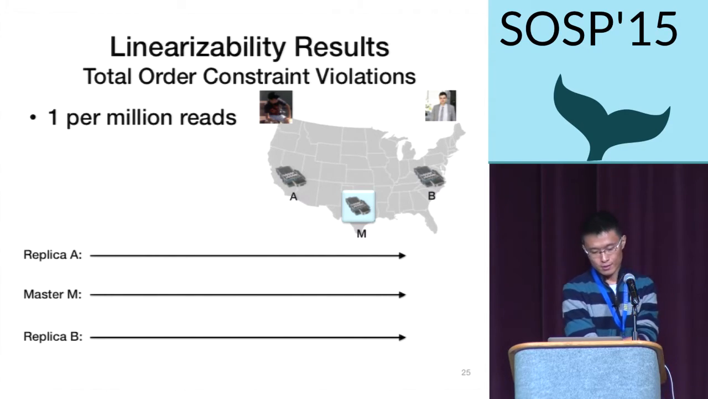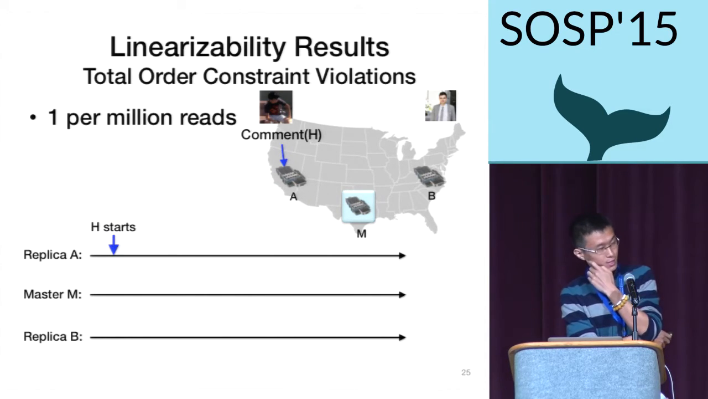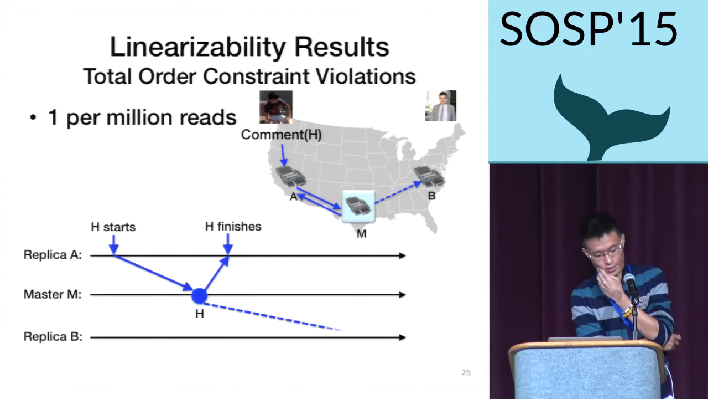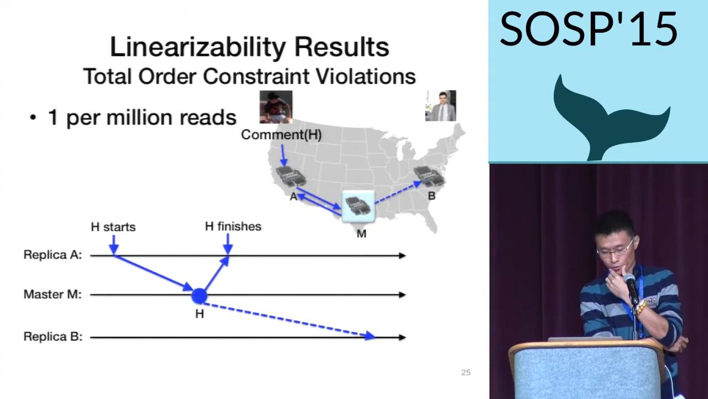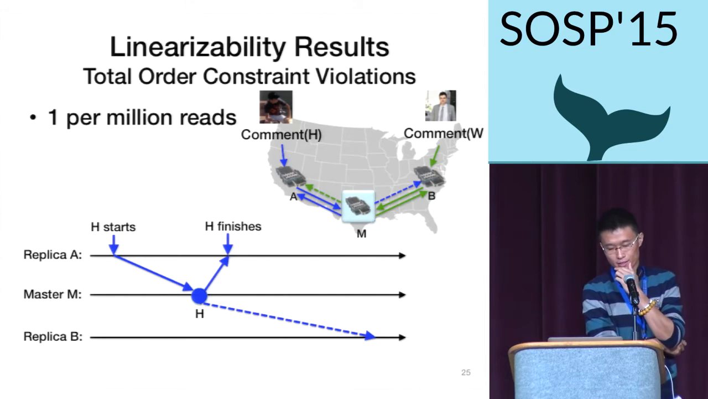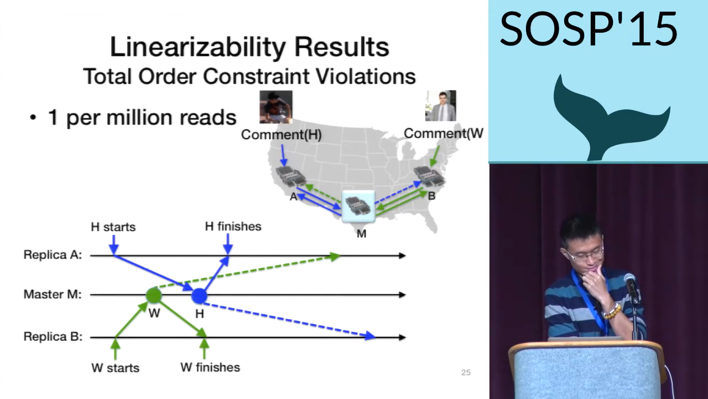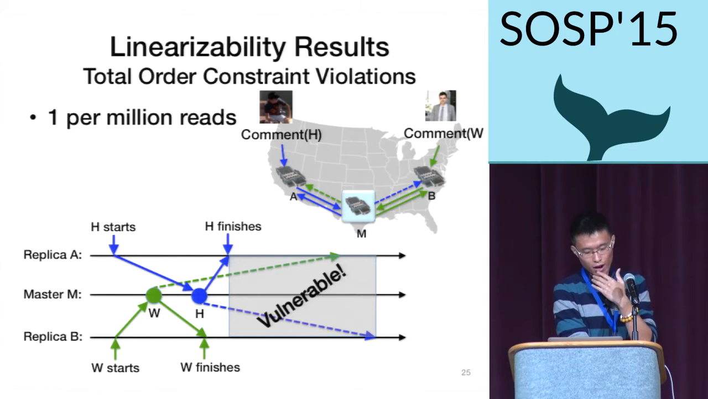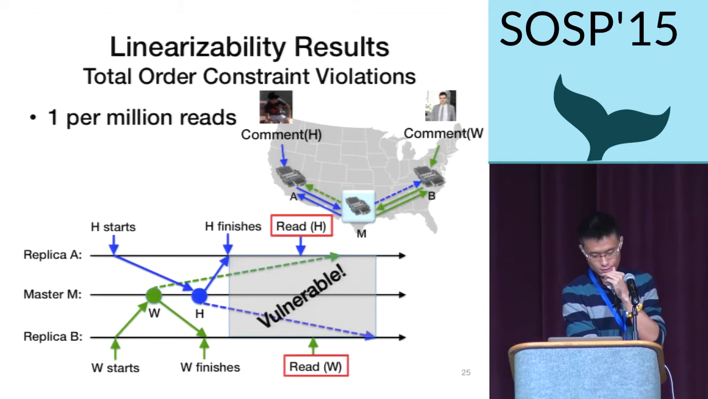We found 1 per million reads is a total order constraint violation. So the Oculus example is a total order violation. Say I make a new comment. It commits at the master. And the master replicates my comment to the other replica. And at the same time, my advisor also makes a comment and follows the same read path as my operation. Now again, because there is a vulnerability window here, I will only be able to see my own comment, and so does my advisor. So we both think our own comment is ordered first, but actually my comment is second in the total order, which is the order that these 2 operations commit at the master.